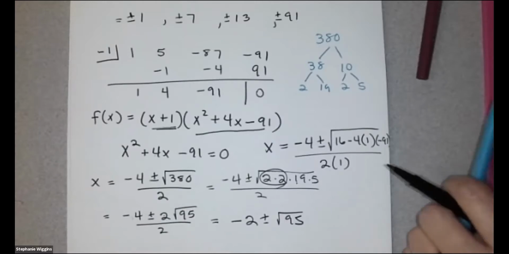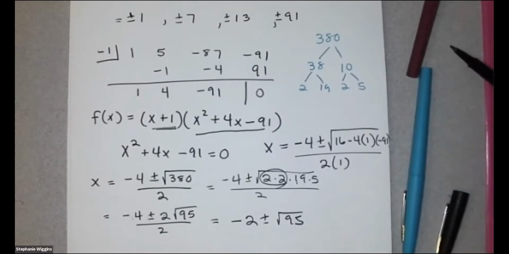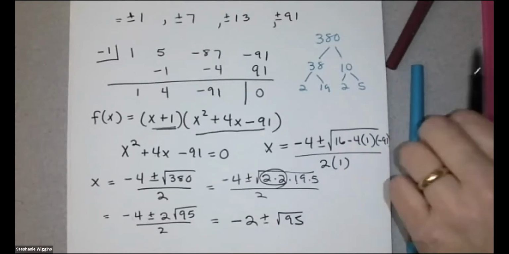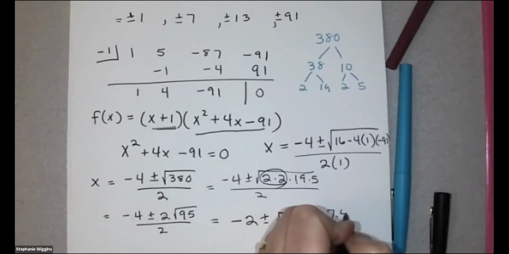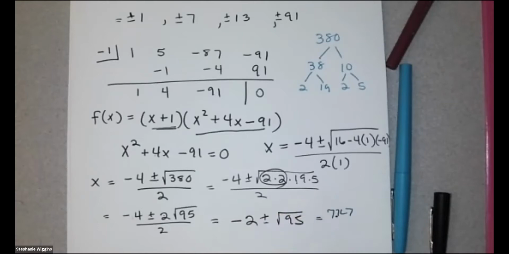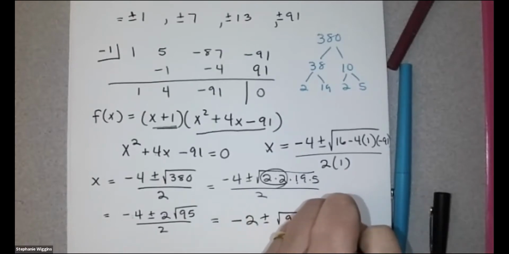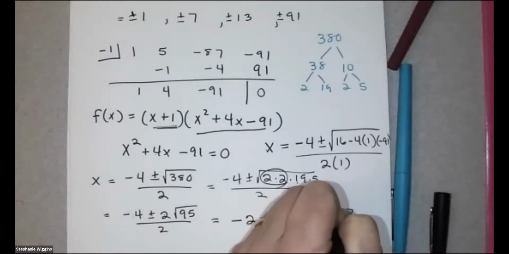And if you take minus 2 plus the square root of 95, you get 7.747. And if you do the other one, you get negative 11. So negative 2 minus the square root of 95 is negative 11.747. So those are your 3 solutions.